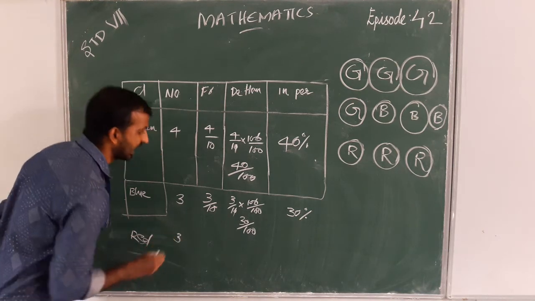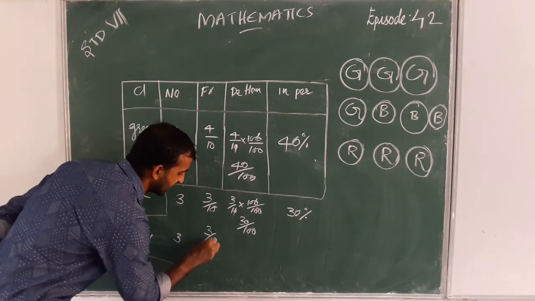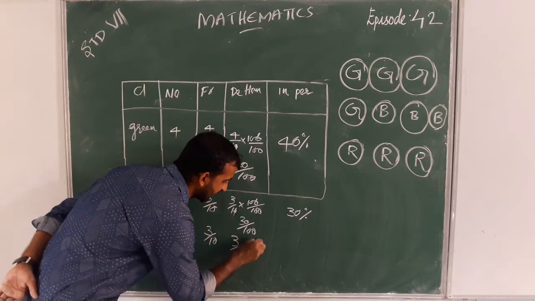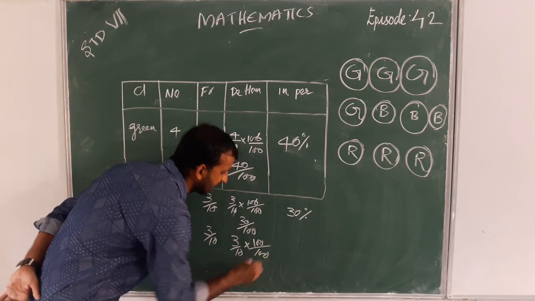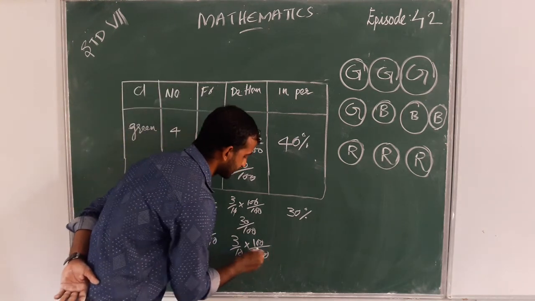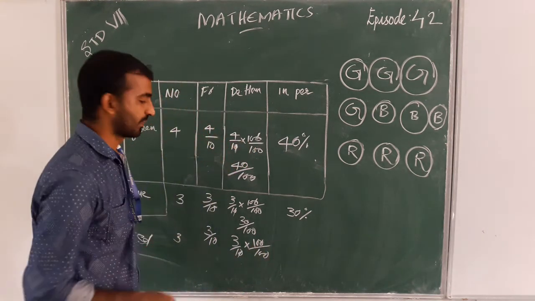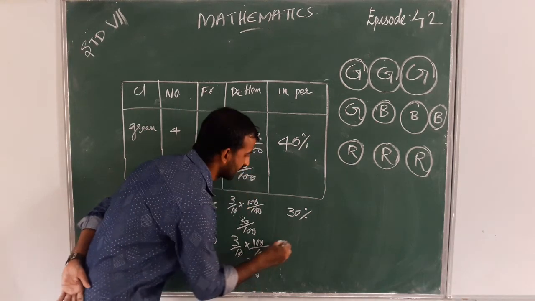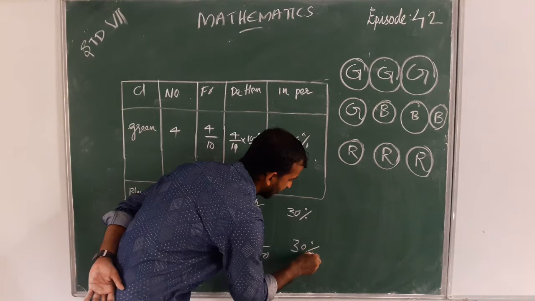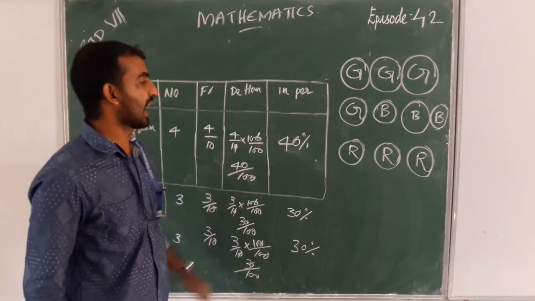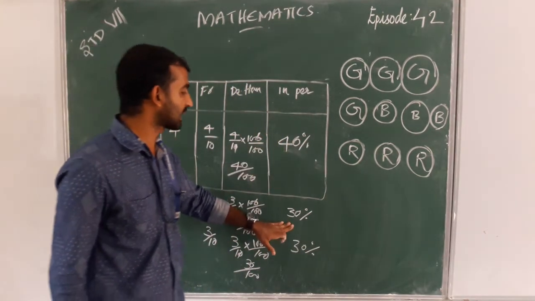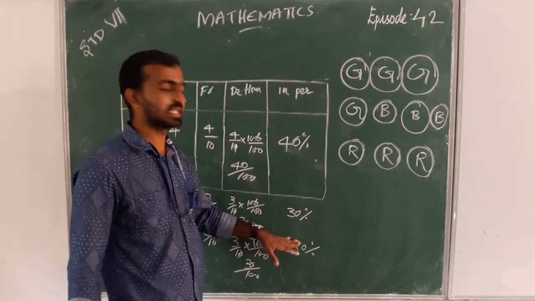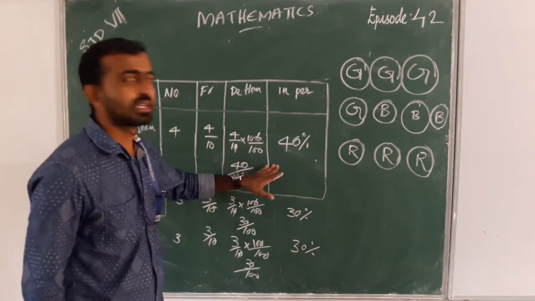That is 3 by 10. That is 3 by 10 into 100 by 100. That is, we get 30 by 100, that is 30%. When we add these 40, 30, 30, we get 100. 40 plus 30 is 70. 70 plus 30 is 100.